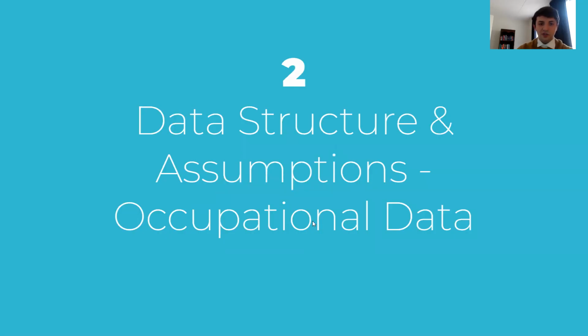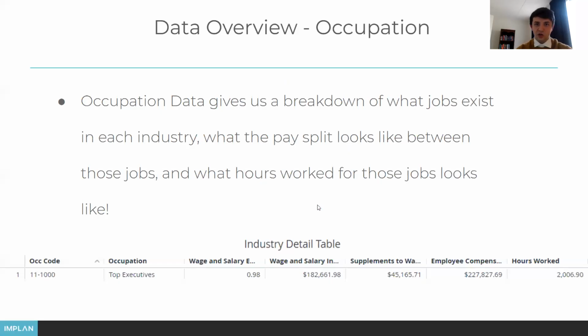All right, so occupational data. To give an idea of what this data looks like just from the start, I have included an excerpt from our 2019 IMPLAN application. This data gives us a breakdown of what jobs exist in each industry, what the pay split looks like between all of those jobs, and what hours worked for those jobs looks like.